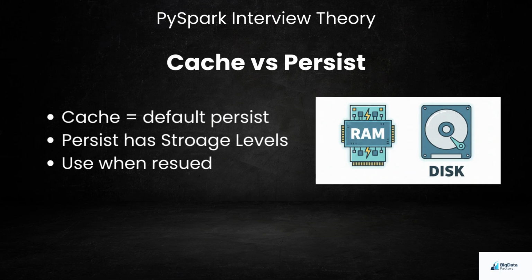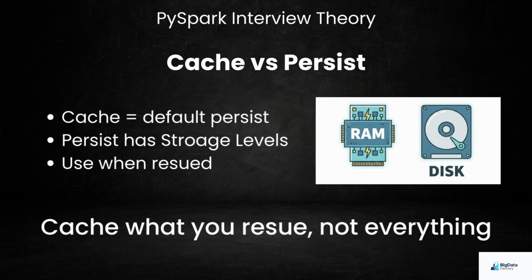When should you use caching? When the same data frame is reused multiple times, like you filter a big dataset once and then you use it in multiple joins or aggregations. If you don't cache, Spark might recompute the same lineage again and again. But don't cache everything, memory is limited. And in real projects, always remember to unpersist if you cached something big and you are done with it.